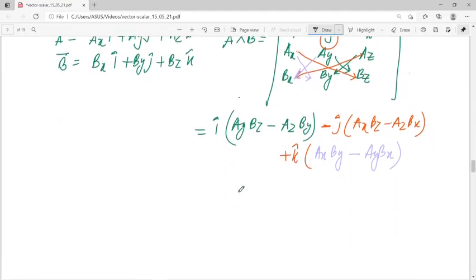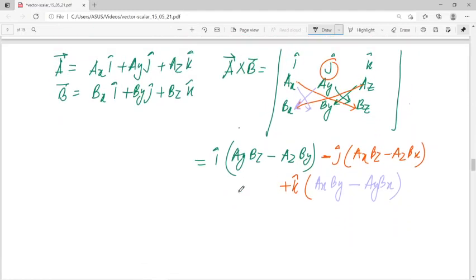So if you want to find the magnitude of A cross B, that is the corresponding magnitude. That is the same as when you are finding the determinant. Finding the determinant is one of the main things that we should use.